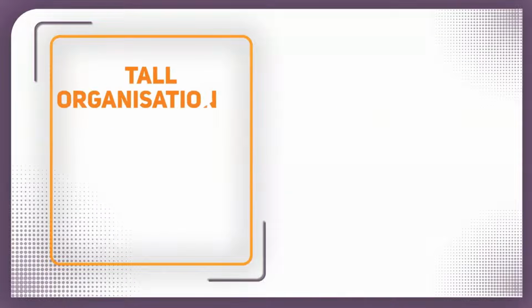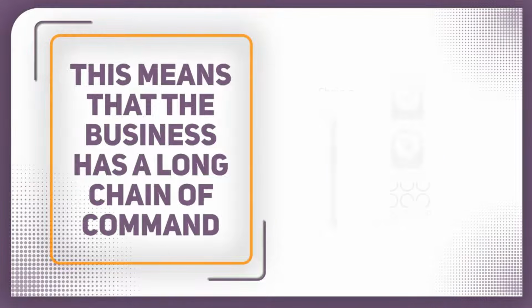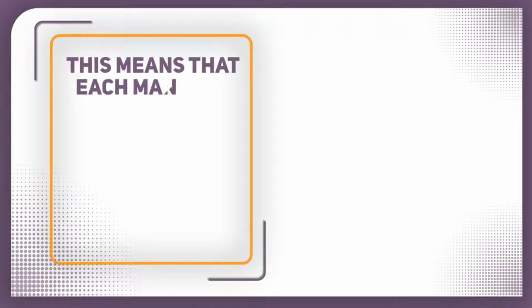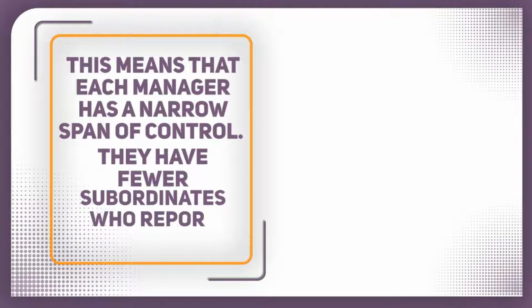A tall structure, as you can see, is, you've guessed it, tall, as it has many layers of management. This means that the business has a long chain of command, and directions are passed down through the layers from superiors to their subordinates, and so on. In this structure, each manager is usually responsible for a relatively small number of direct reports, maybe only 2 or 3. This means that each manager actually has a narrow span of control. They have fewer subordinates who report to them.